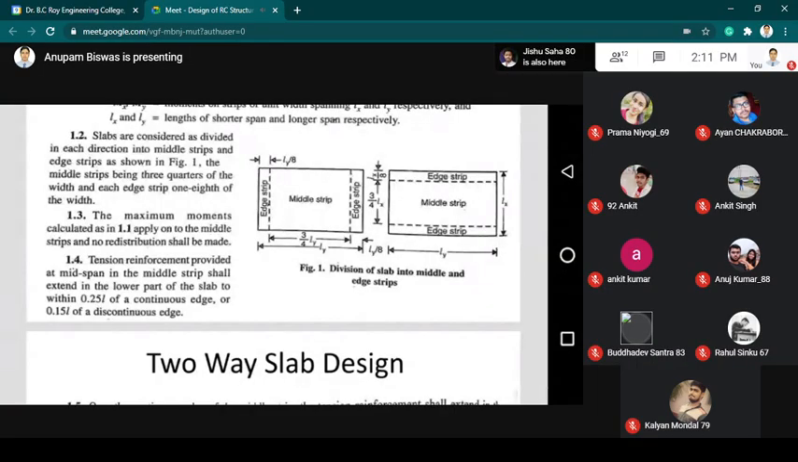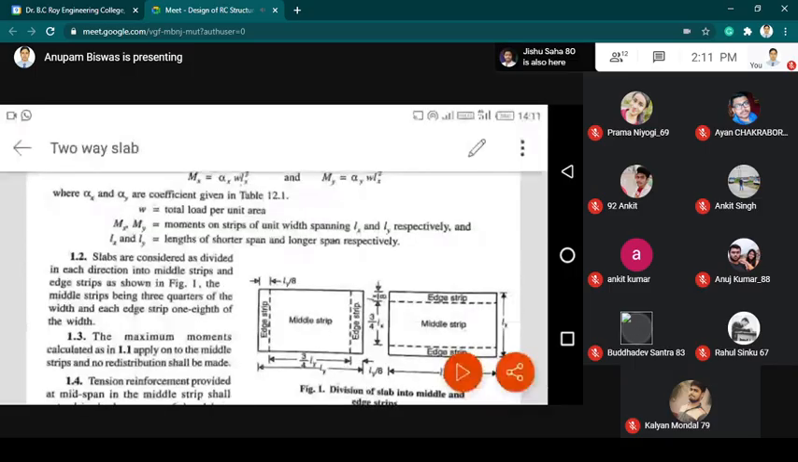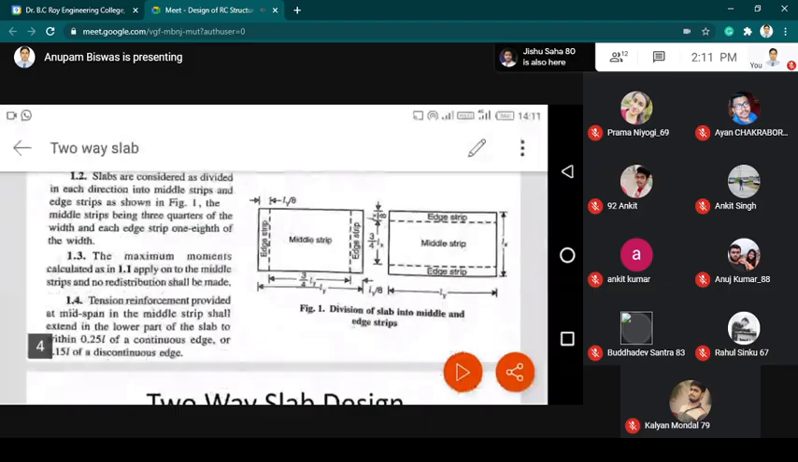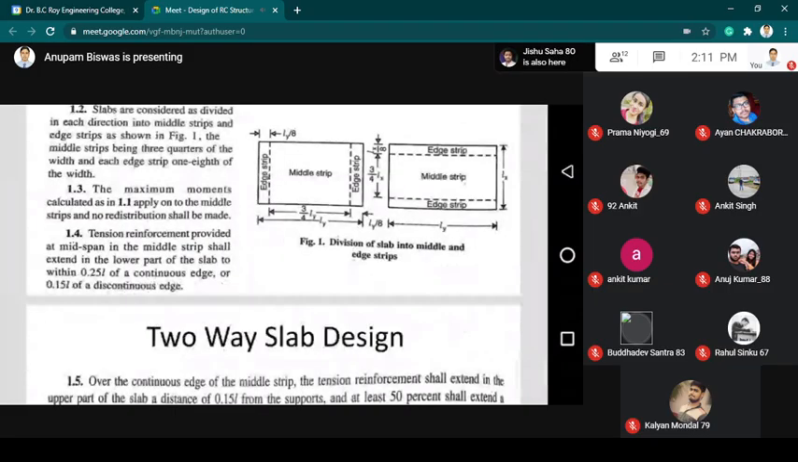So when we have to calculate the maximum moment, we have to use the formula, that is Mx is equal to alpha x w L square. This is applicable for the middle strip, and if the condition is that no redistribution is occurring, we are not considering any redistribution of moment. So for this condition we will apply the formula as given in section 1.1.